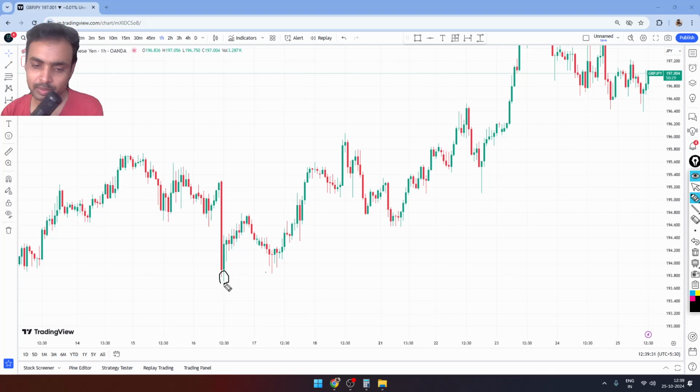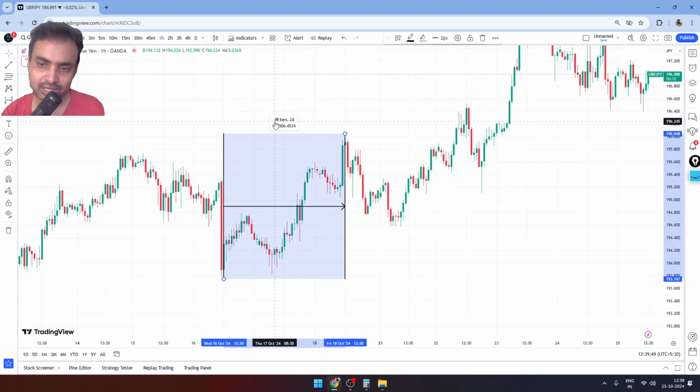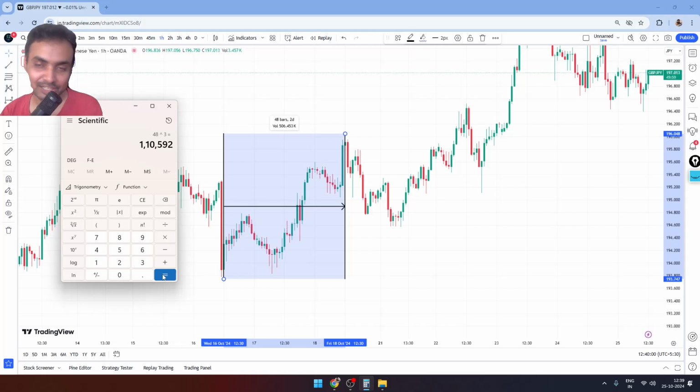I would take maybe from here to here. I don't want the intermediate highs and lows. Minor highs and lows are not required, only major highs and major lows. So let's take the date range tool from the major low to the major high. I'm getting 48 bars, so I need to find 48 to the power of 3. I'm getting 110,592. Now I'm going to take the square root of this. The square root value I'm getting is 332.